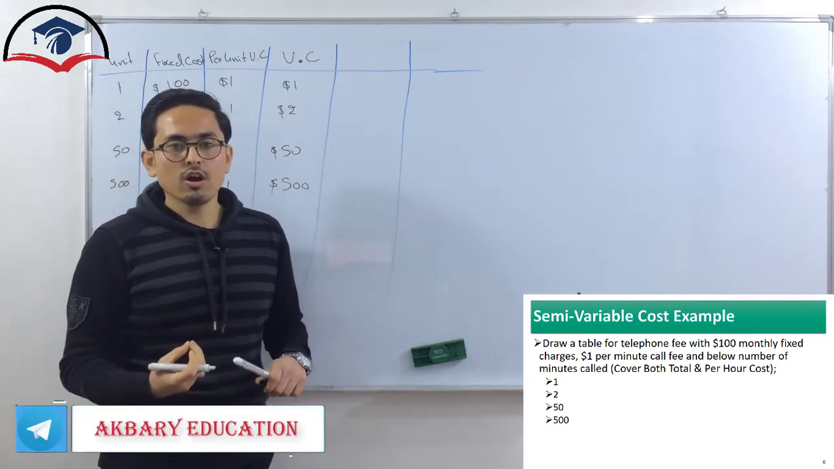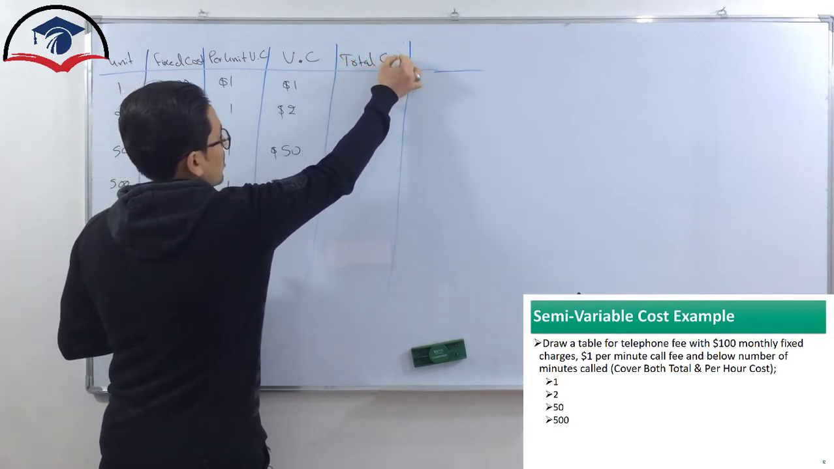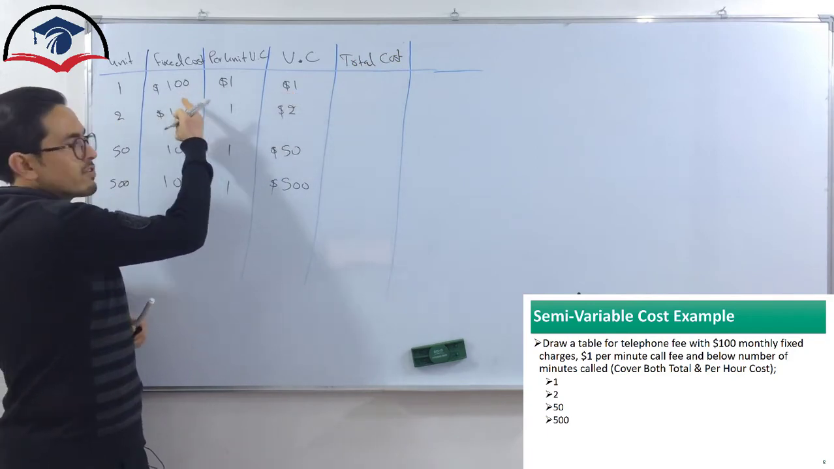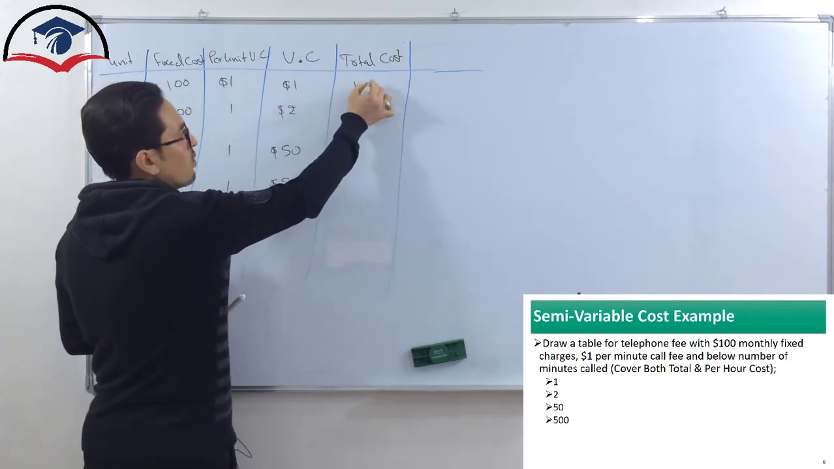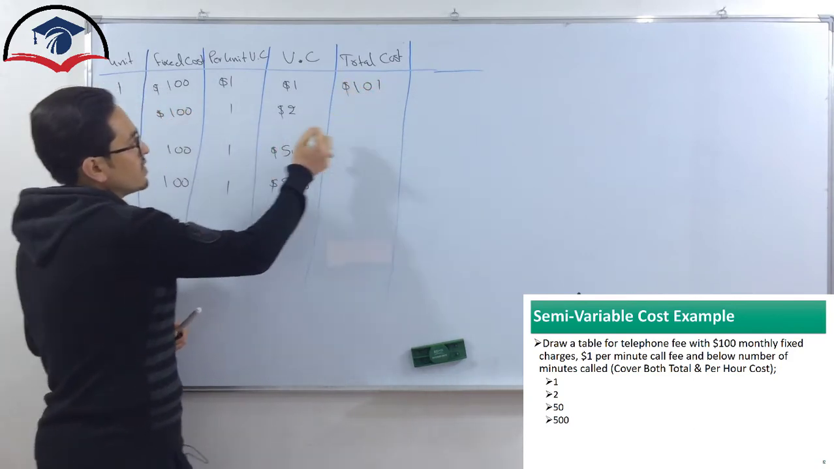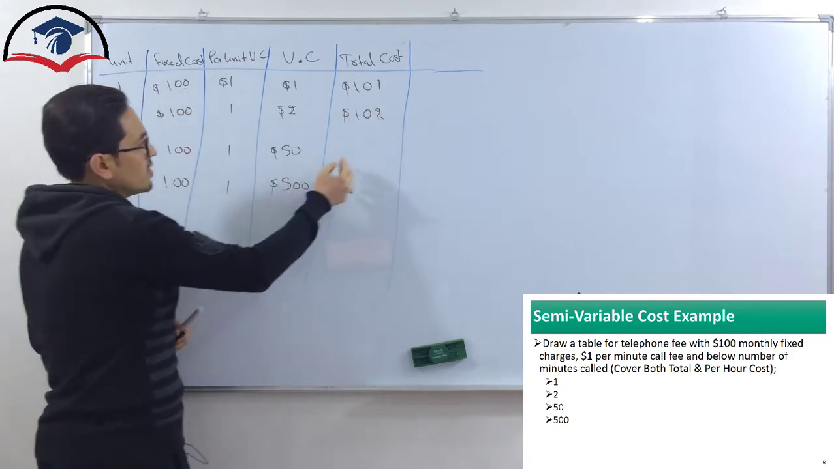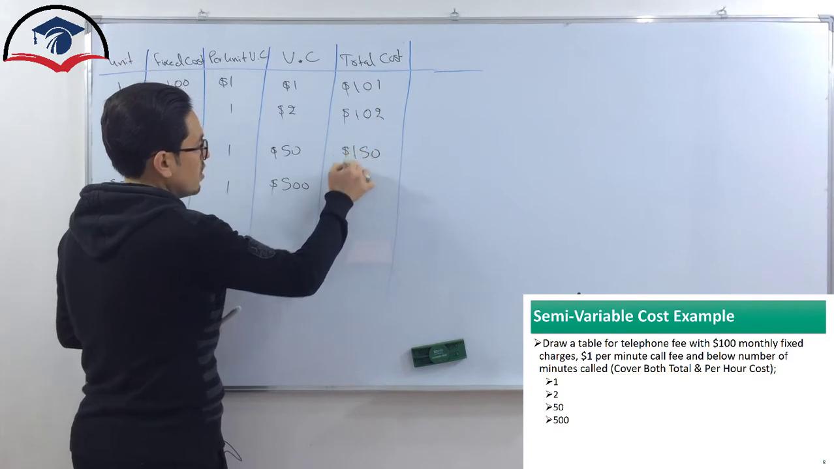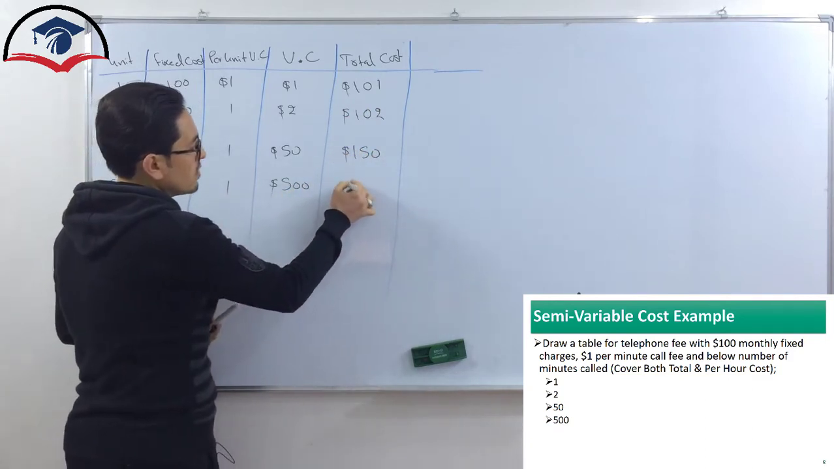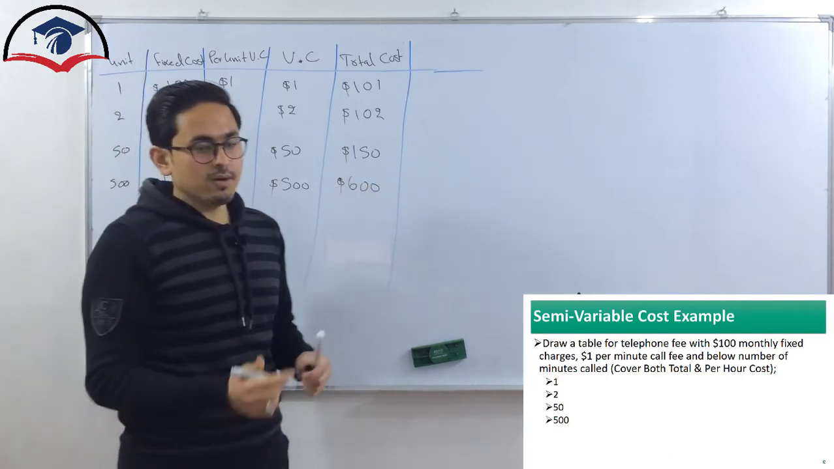What about my total cost? Let me draw that. My total cost is $1 plus $100 of fixed cost will equal $101. $2 plus $100, $102. 50 plus 100, $150. 500 plus $100 equals $600. This is the total cost available.